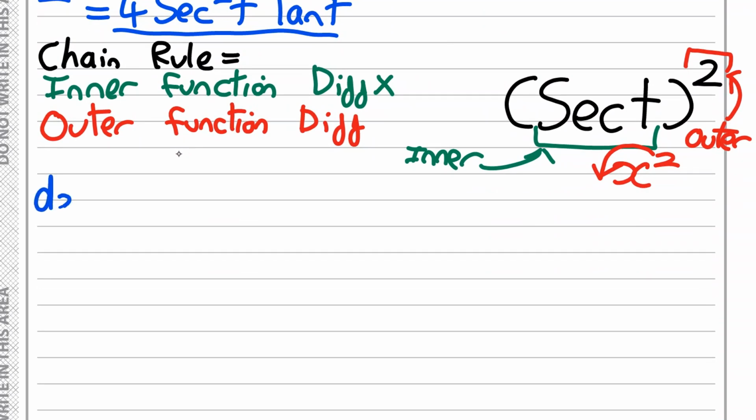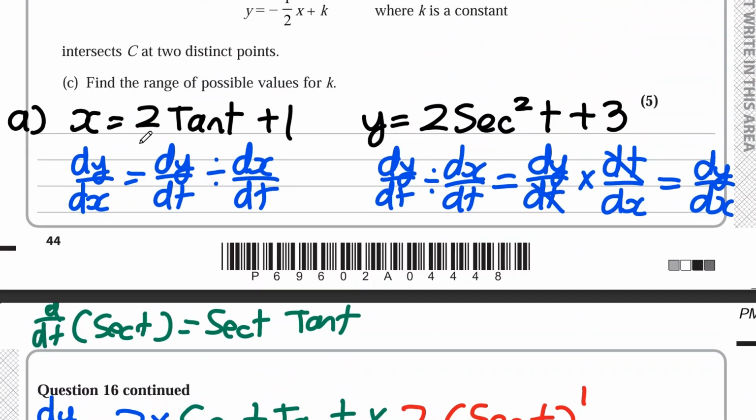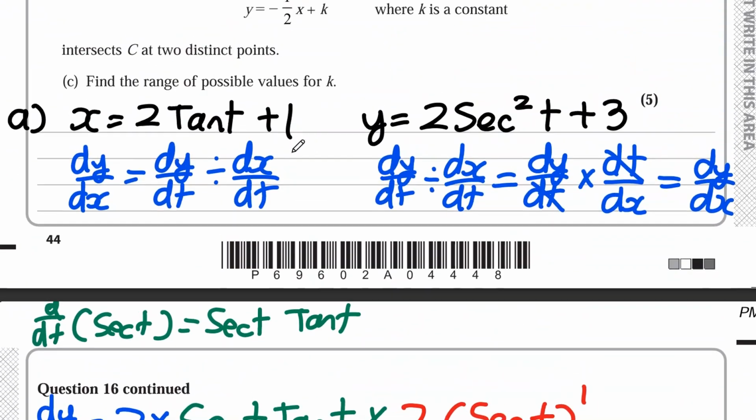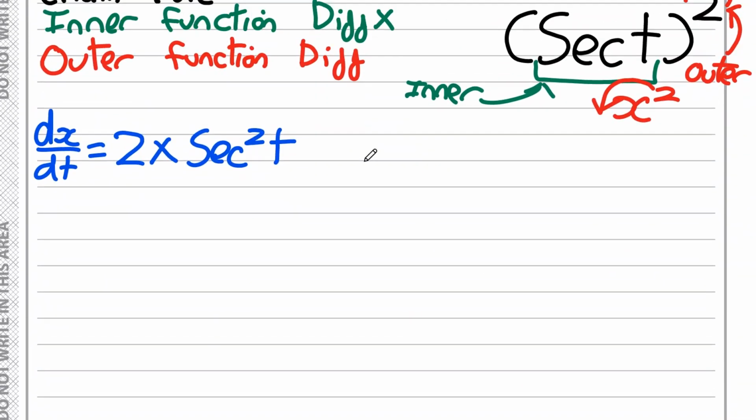So this is going to be dx over dt is equal to, so if we differentiate this here, it's going to be 2 tan t, so it's going to be 2 multiplied by, and if you differentiate tan t, again, this is one of the trig functions you need to know how to differentiate. This is equal to sec squared t, like this here. We have this constant plus 1, which when we differentiate it, it just goes away. So this is going to be equal to 2 sec squared t, like this here. So this is dx over dt.